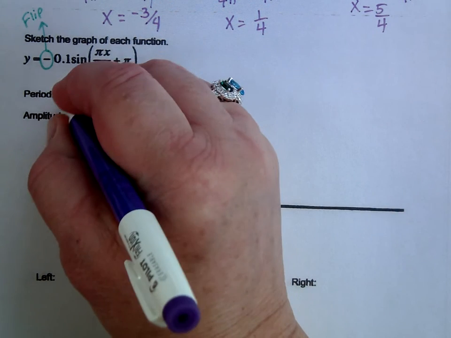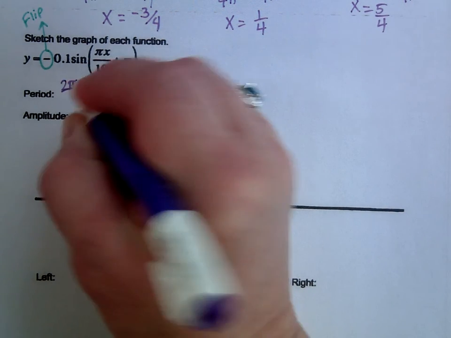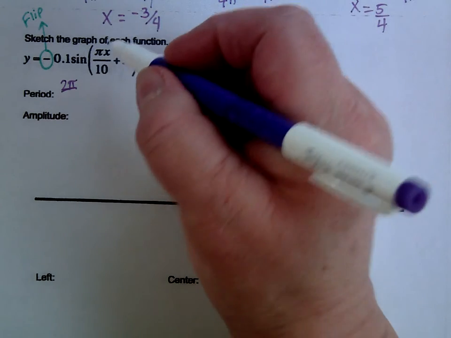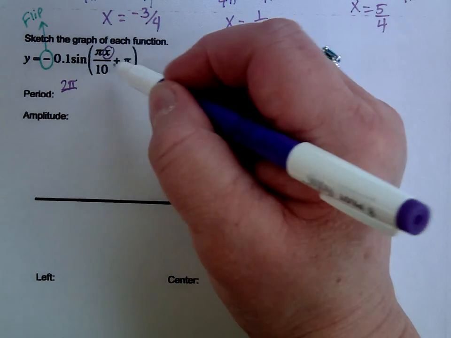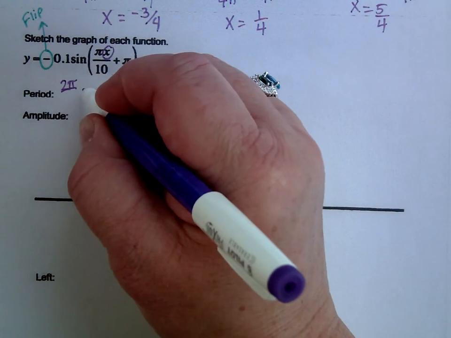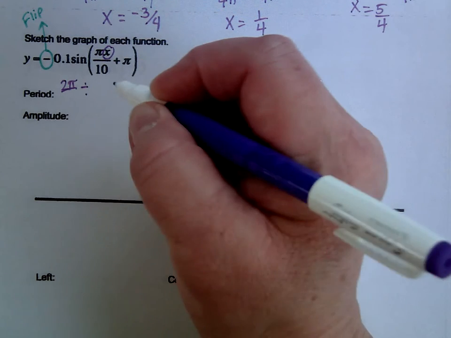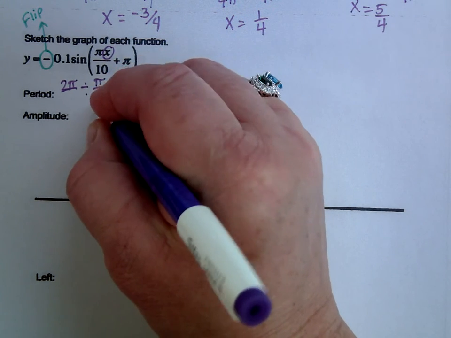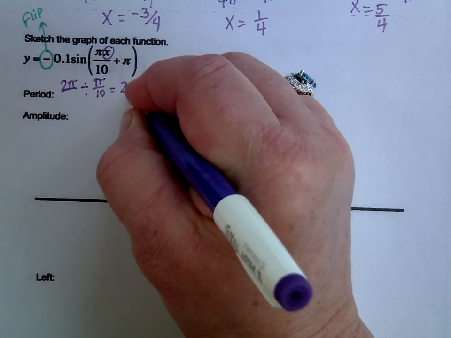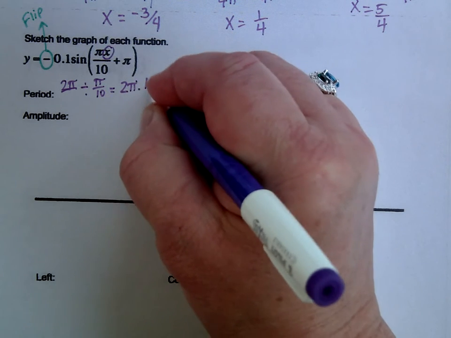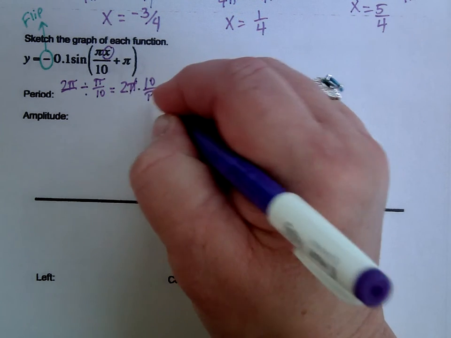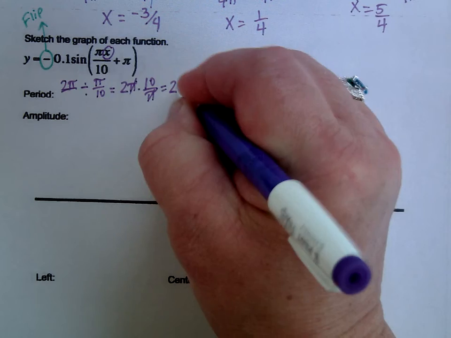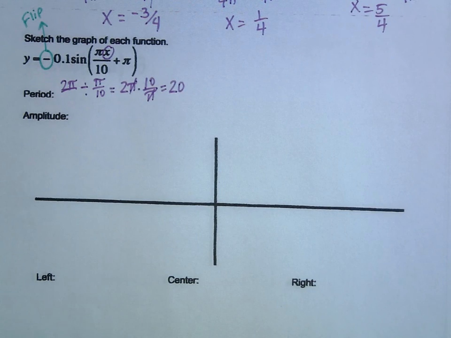The period is 2 pi divided by b. Now b is whatever's in front of the x. Here's the x. So in front of it is a pi over 10. I'm just going to go horizontal with this because remember to be divided by pi over 10. Keep, change, flip. 2 pi times 10 over pi. My pi's cancel out and I'm left with an answer of 20. Well, that's kind of a strange period, but that's what it is.